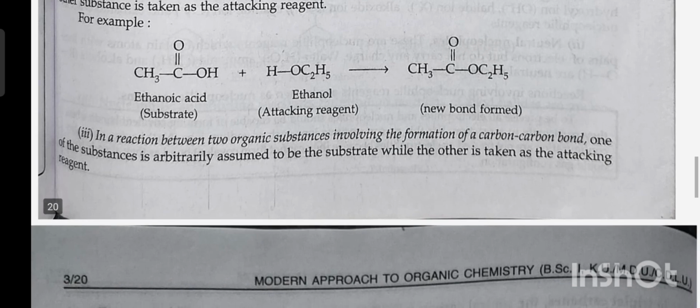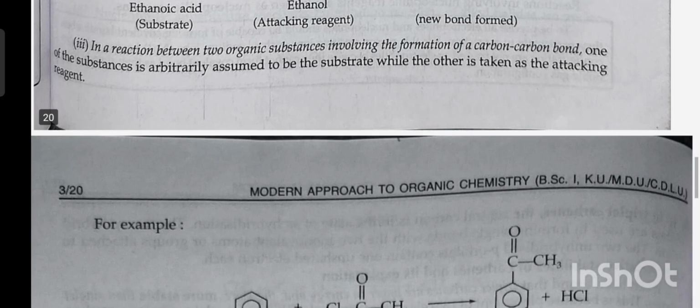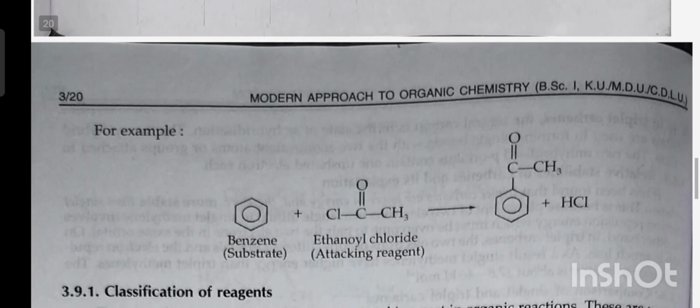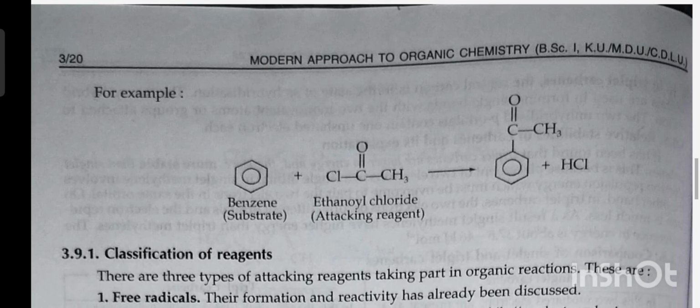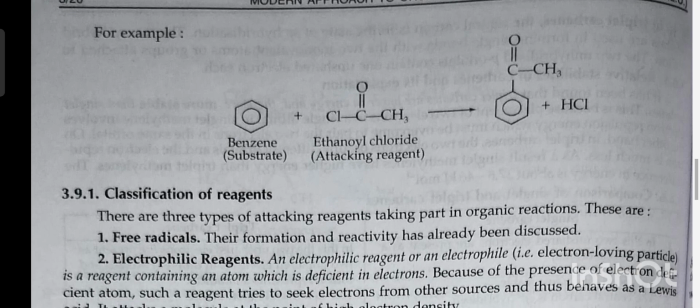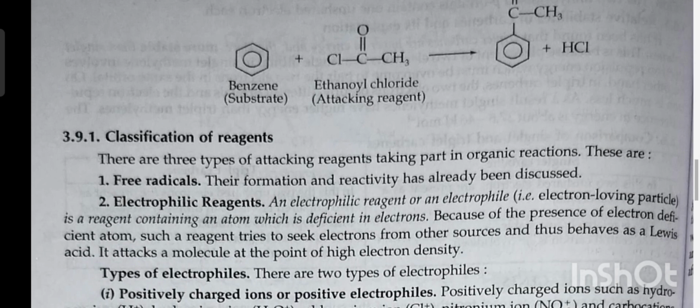Third, in a reaction between two organic substances involving the formation of a carbon-carbon bond, one of the substances is arbitrarily assumed to be the substrate while the other is taken as the attacking reagent. Benzene is the substrate, ethanoyl chloride the attacking reagent. Give this plus HCl.